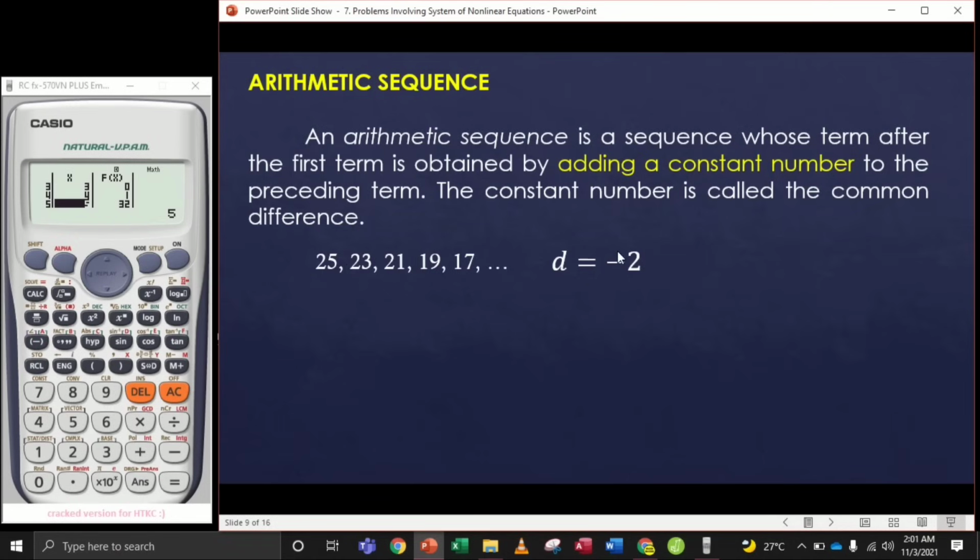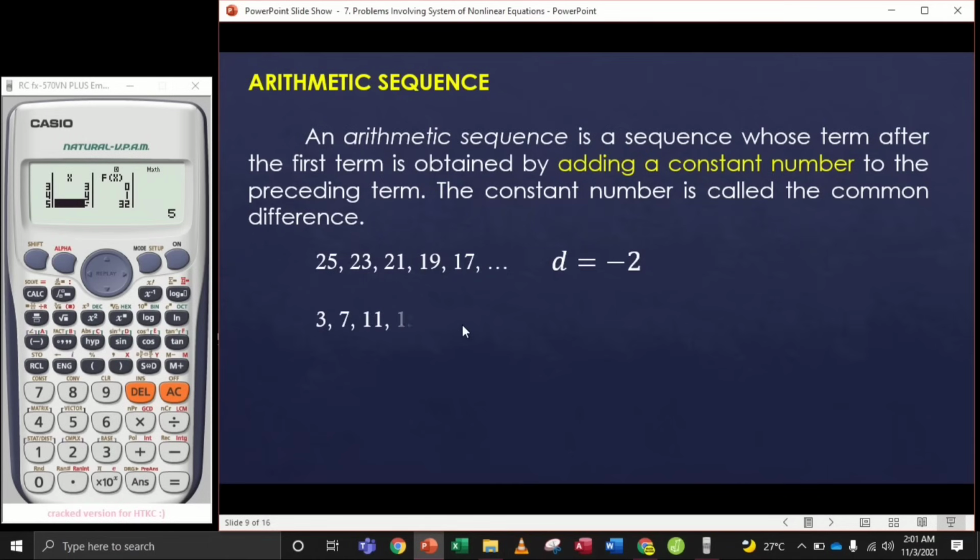So, tatandaan, yung arithmetic sequence ay merong common difference. And then, itong negative 2 ay yung constant na ipag-add natin dito. So, kapag in-add daw natin ito para makuha yung next term natin. So, let's say 25 plus negative 2, the answer is 23. 23 plus negative 2, the answer is 21. So, makukuha natin yung next term dito. So, 17 plus negative 2, that is positive 15.